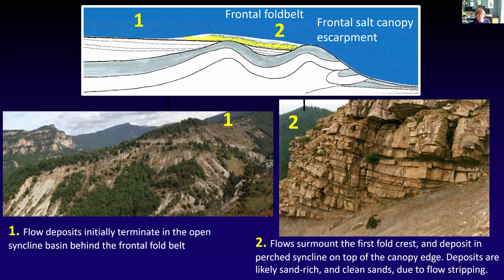So in summary, the flows initially terminate in the broad syncline of the salt withdrawal basin, but progressively, erosive gullies develop a connection with perch synclines on top of the frontal fold belt. Flow stripping ensues, and sand is confined to the mini basins on top of the salt, and only fine-grained material is shed into the continental rise in front of the Sigsbee.